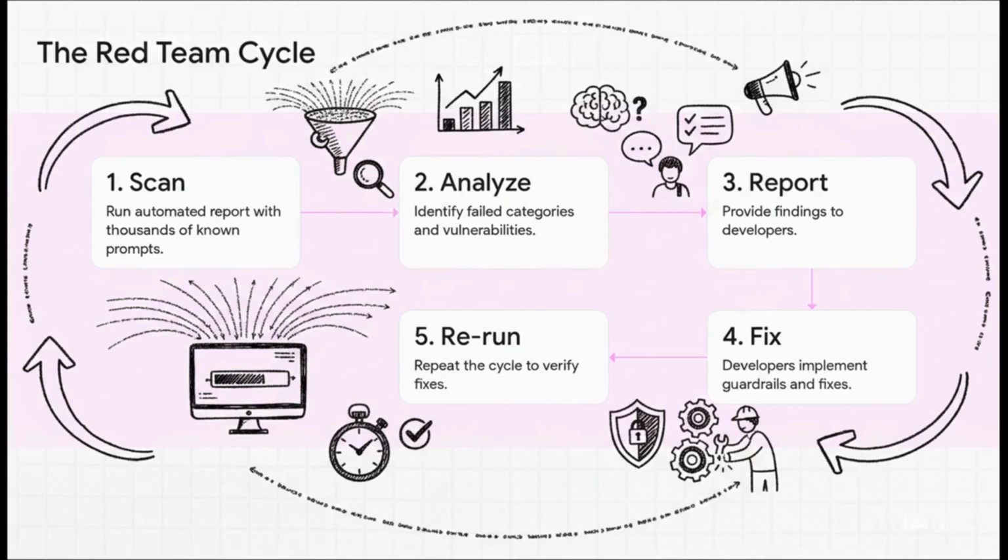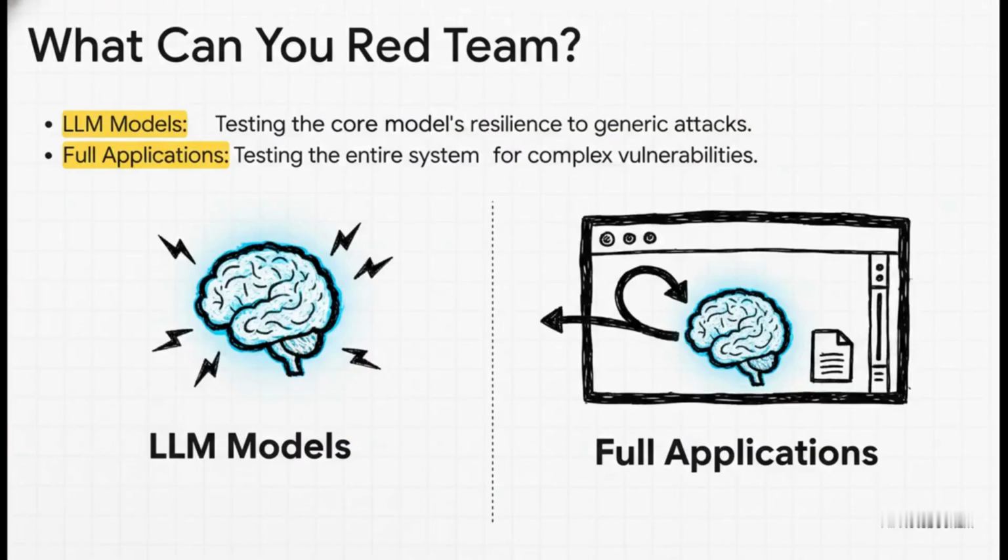It's this constant loop of testing and improving. And you can do this at 2 different levels. You can red team the core LLM model itself, hitting it with generic attacks, or you can test the entire application. And that's often where the really interesting stuff happens, because you can find complex bugs, like how the user interface could accidentally help someone leak private information. Honestly, you need to be doing both for your testing to be truly comprehensive.